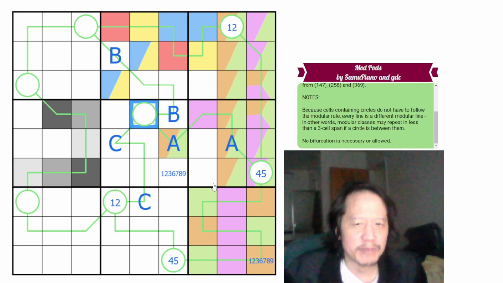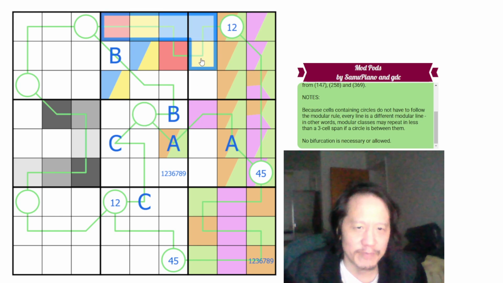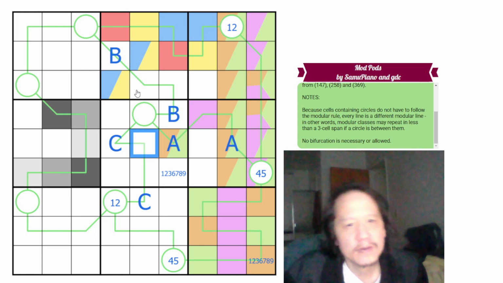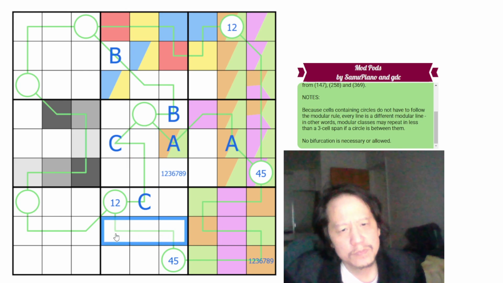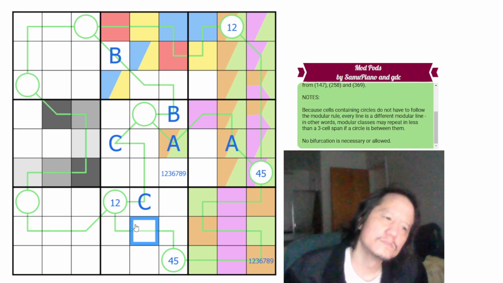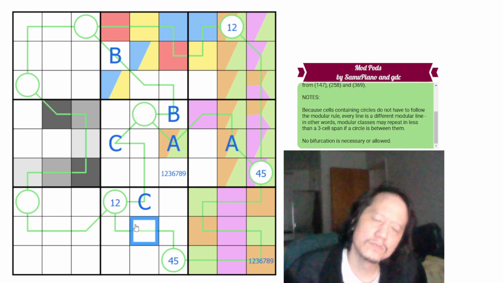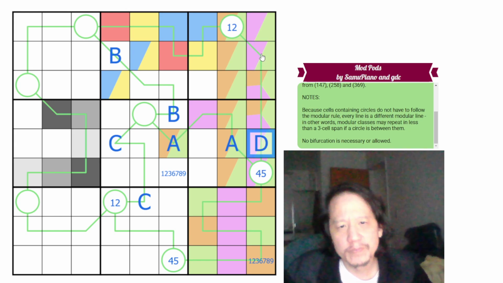I see why they're saying no bifurcation is necessary or allowed, because there's a lot of possibilities if you go down that path. This has 3 of each. This is the same as that. So we're going to mark that D and D.